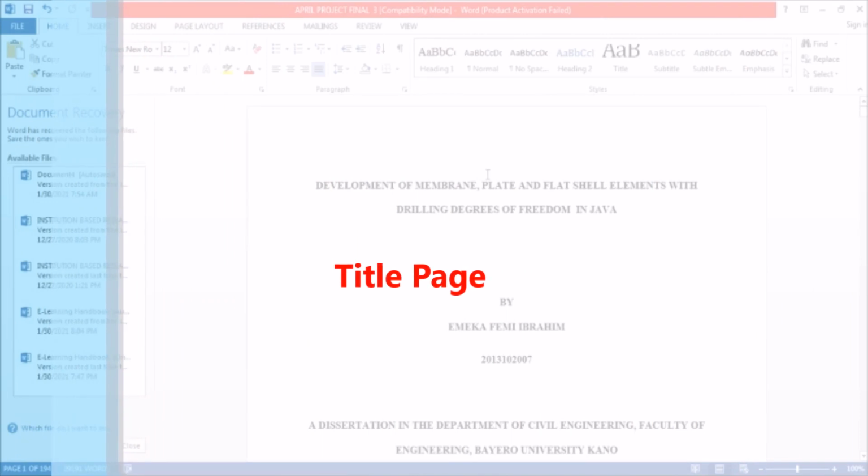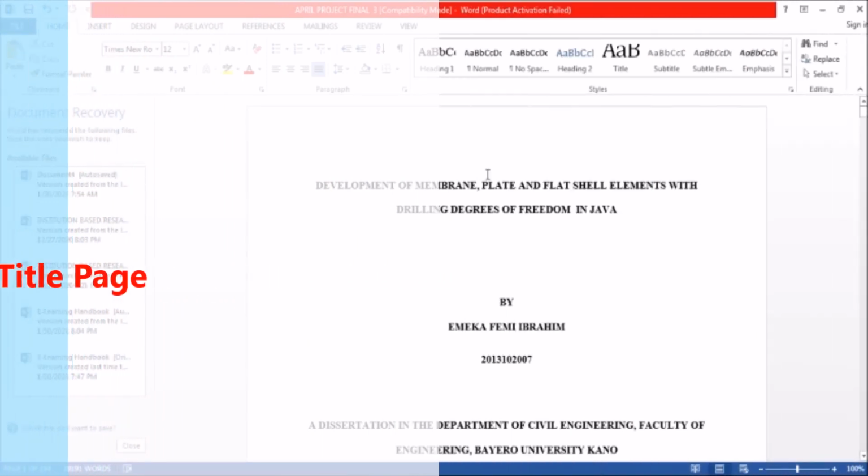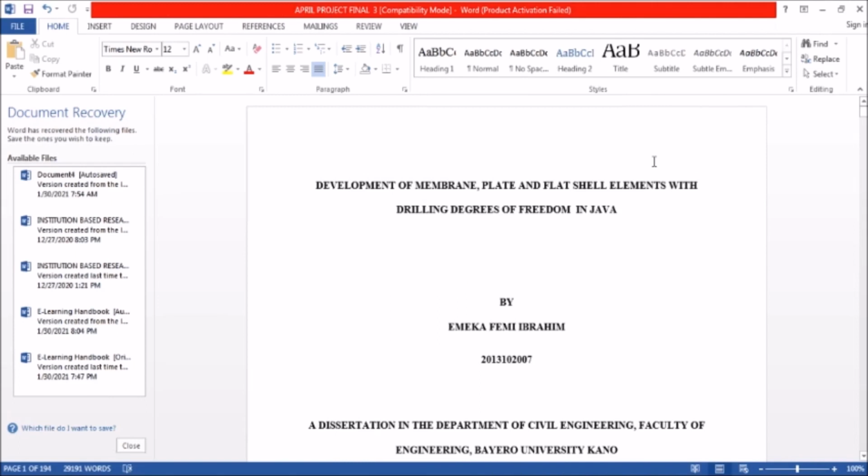So we have an example here: development of membrane plate and flash shell elements with drilling degrees of freedom in Java. This is a project type 2. This is a structural engineering project title presented by Emeka Femi Ibrahim. This is the name of the student, and this is the registration number of the student.